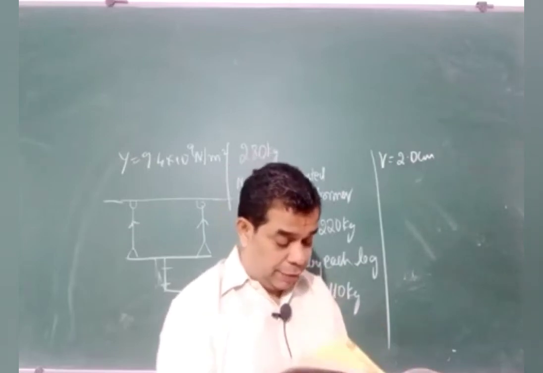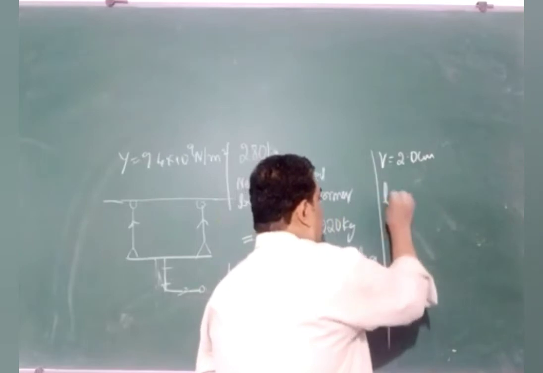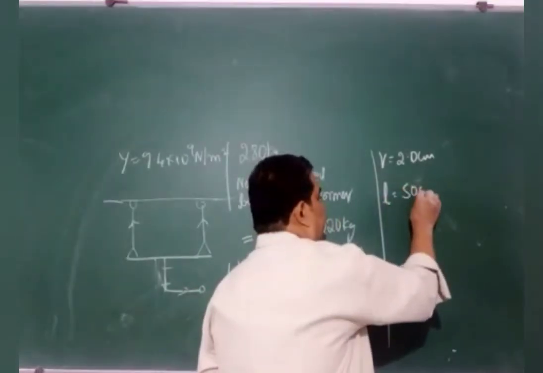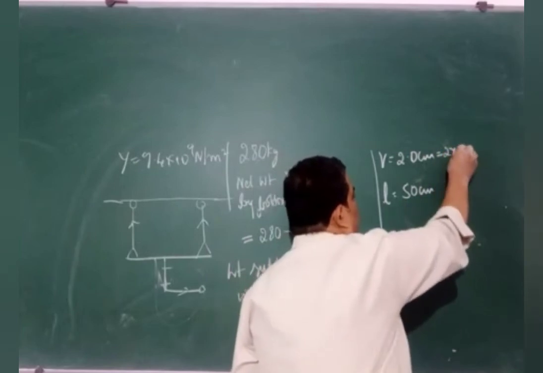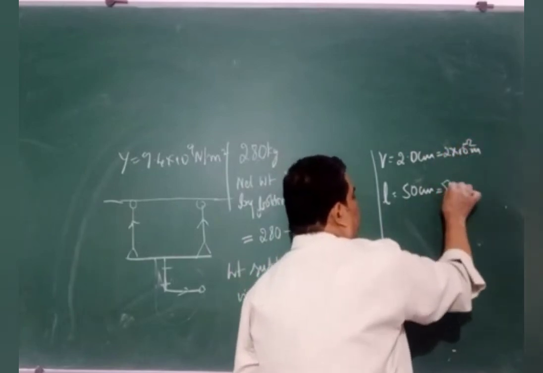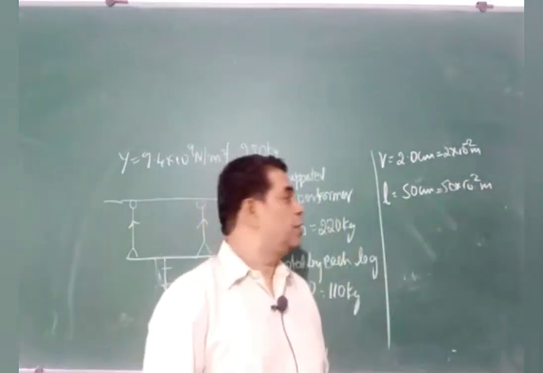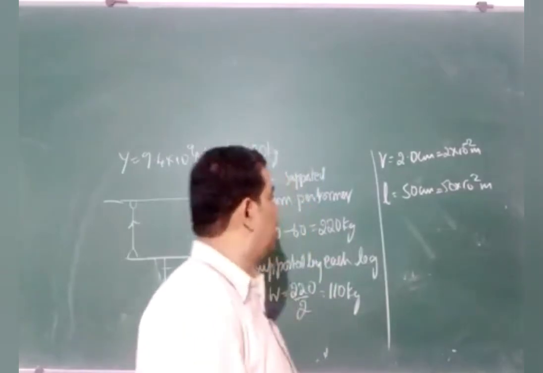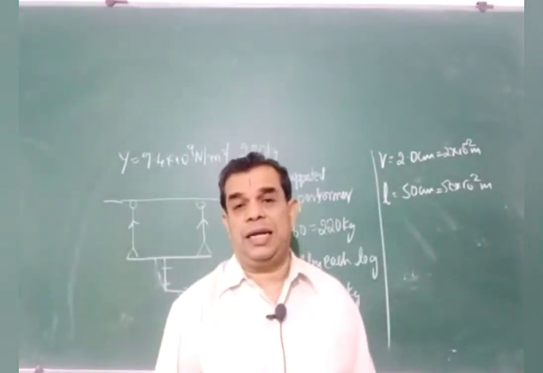What is the length of the femur? 50 centimeter, half a meter. That means I take L as 50 centimeter. We convert it into meters there itself. 2 into 10 raised to minus 2 meter. 50 into 10 raised to minus 2 meter. Once you know Y, L, R, all those things, you can straight away calculate the compression.